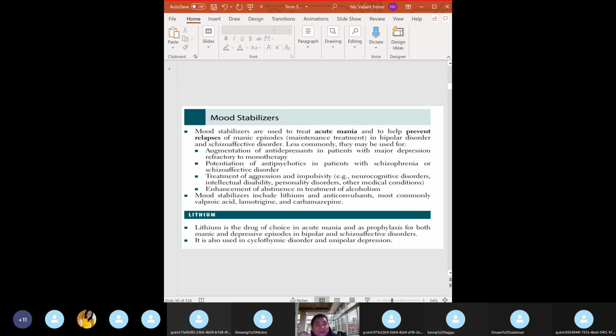Mood stabilizers used to treat acute mania and help prevent relapses of your manic episode. Less commonly may be used for augmentation of antidepressants, potentiation of antipsychotics, treatment of aggression, and enhancement of abstinence in treatment of alcoholism. So I have a question again for you guys.